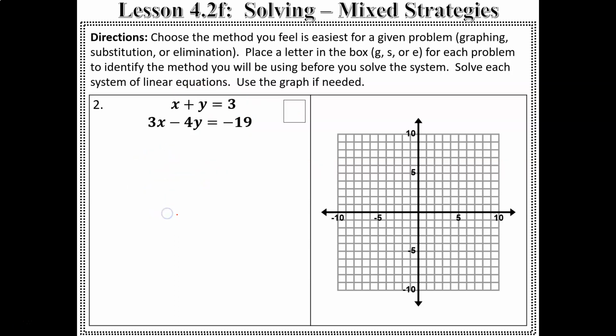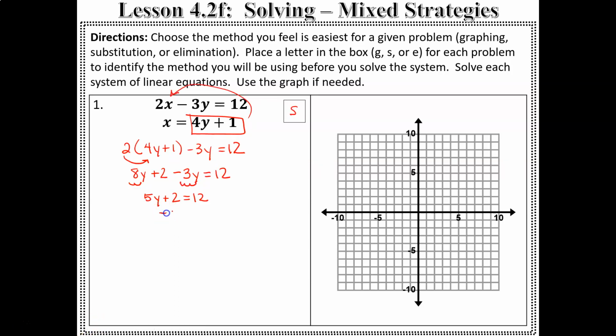So now I'm going to go back to the slide. I'm going to subtract 2 from each side. So I have 5y equals 12 minus 2, which is 10. I'm going to divide each side by 5. So y is 2.